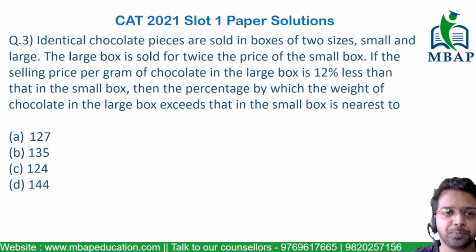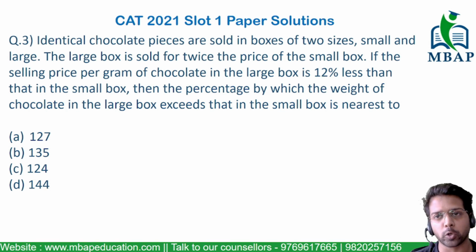Let's read the next question. The question says the identical chocolate pieces are sold in boxes of two sizes. One is small and second is large. The large box is sold for twice the price of the small box. If the selling price per gram of the chocolate in the large box is 12% less than that in the small box, then by what percentage does the weight of the chocolate in the large box exceed that of the smaller box?